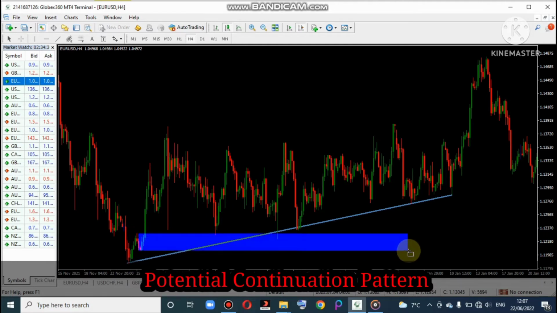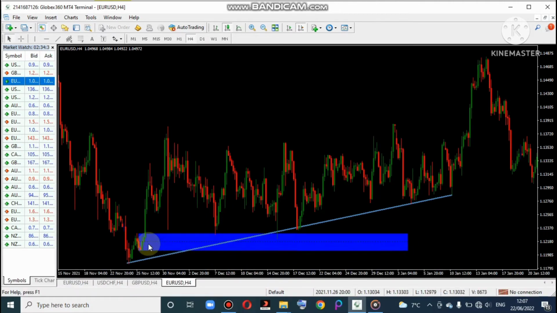There are people who trade this. You wait for the price to get here, then you buy. Look at what happened. It went up. It came back. You buy. It came back. What do you do? You buy. What do you have now? You have another trend line.